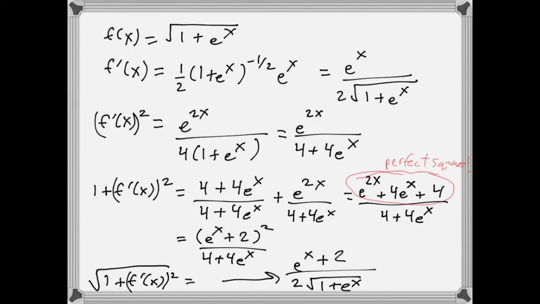Isn't that right? Because if I were to factor this bottom, don't I have this? 4 times 1 plus e to the x. And so when you take the square root of it, you get that. So everything that you see here is exactly this. So when I go back to the page before, I'm going to fill it in with that. So it's e to the x plus 2 over 2 root 1 plus e to the x.